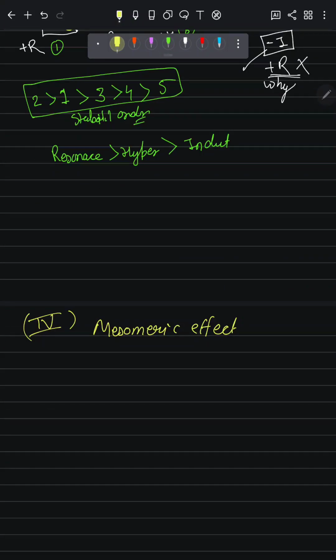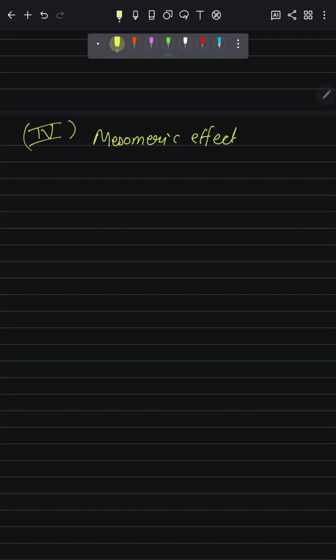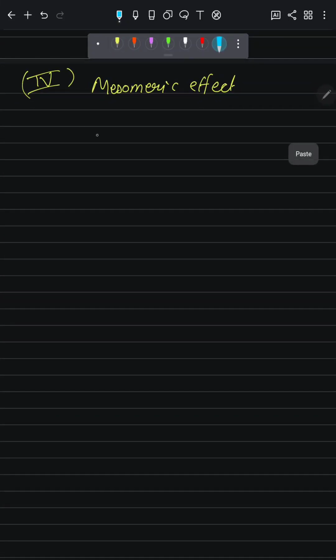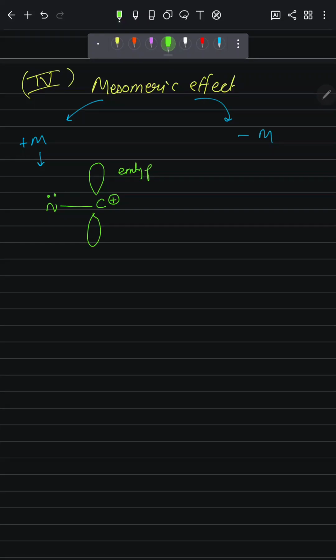Now let's discuss the next effect, which is the mesomeric effect. So here we can see it's a direct donation. It can be of two types, plus M and minus M. So what is the plus M effect? We can understand this by taking an example. It is a type of direct donation from a lone pair to a carbon positive cation with an empty p orbital.